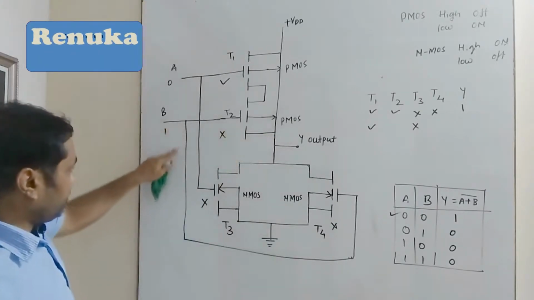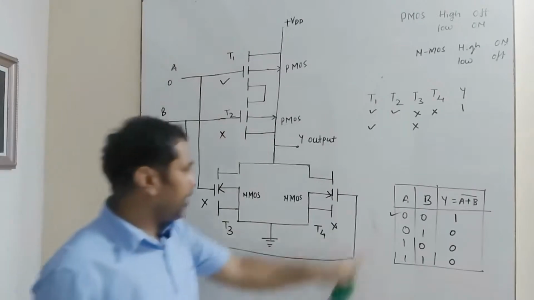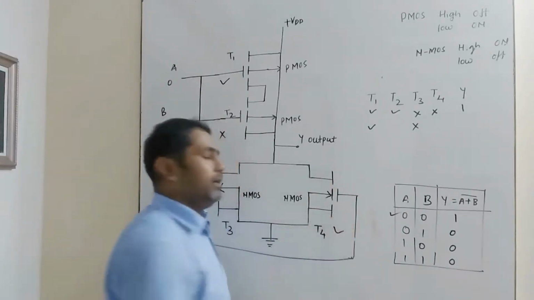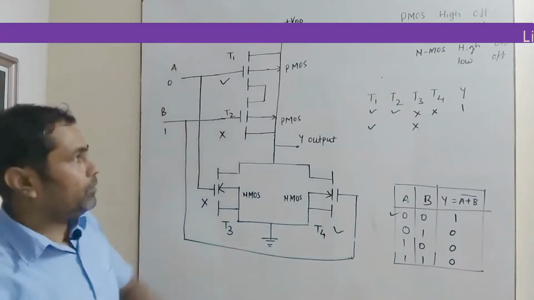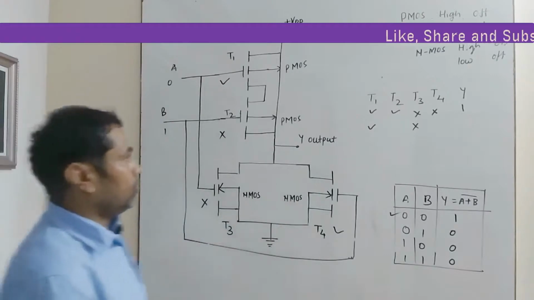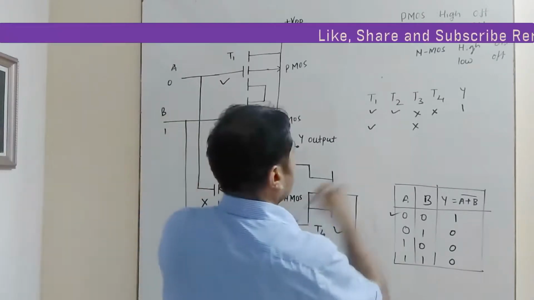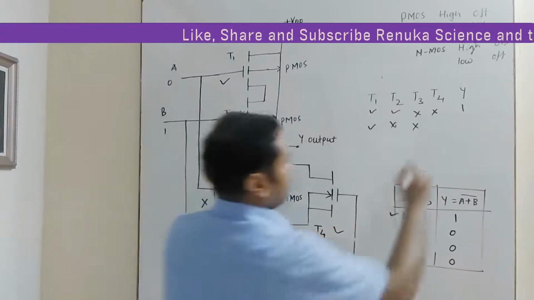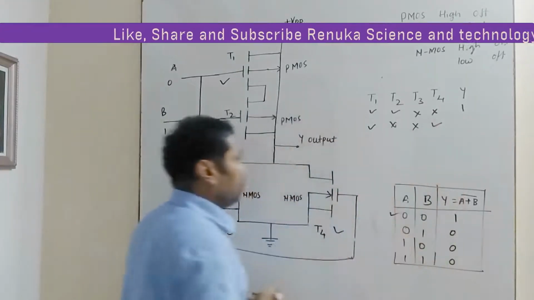Then the same B, which is high, is connected to the gate of T4, and T4 is an NMOS. If an NMOS gate is high, it will be turned on. So that is why this NMOS is on. So T2 is off, while T3 and T4 are on. So let us check the output.